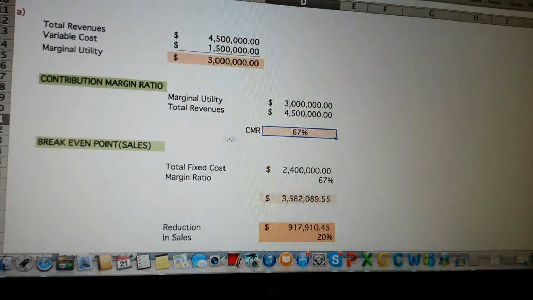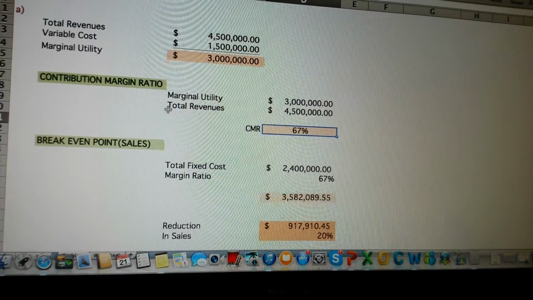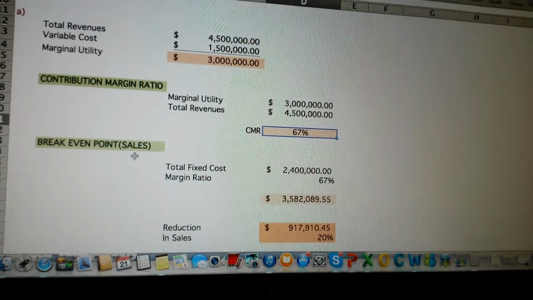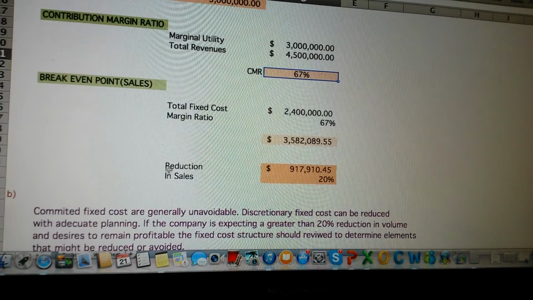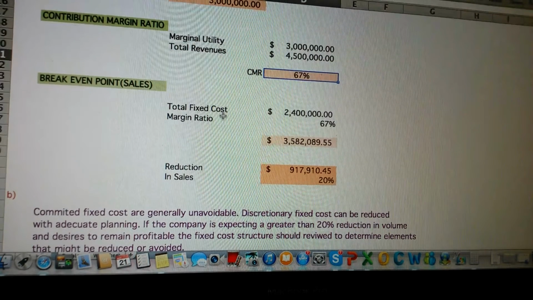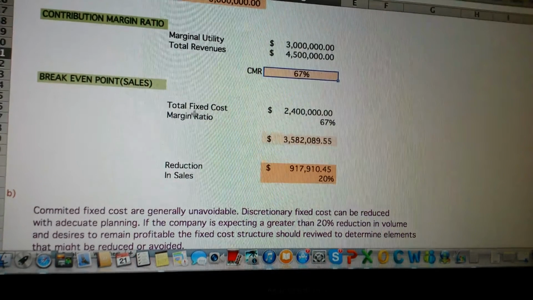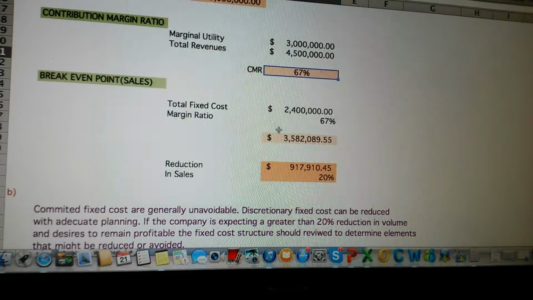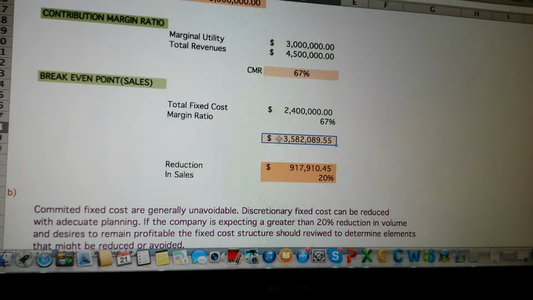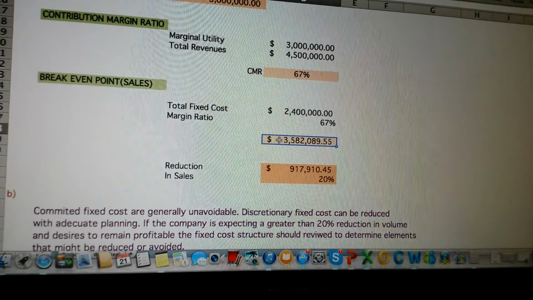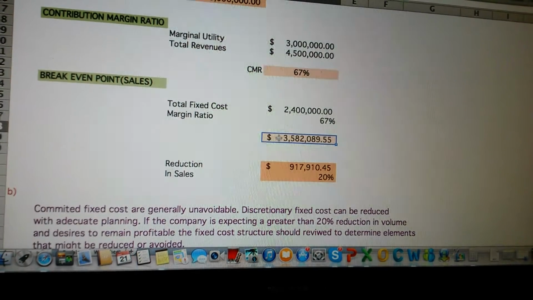Next, we calculate the break-even point of sales, and then we need the total fixed cost and the margin ratio. From that formula we divide the total fixed cost by the margin ratio, and we obtain this result.